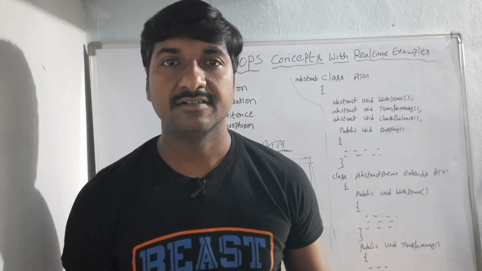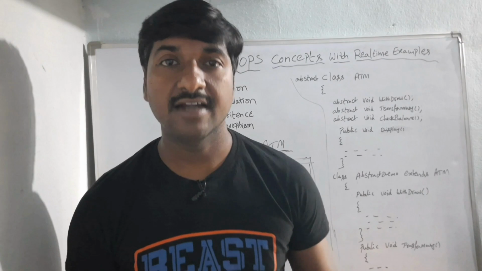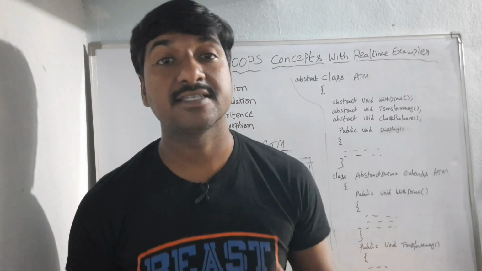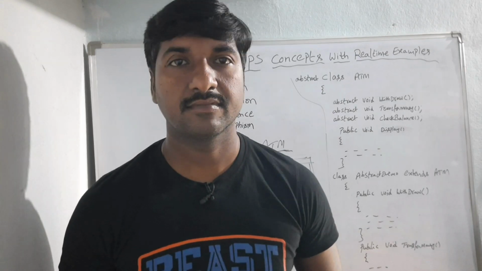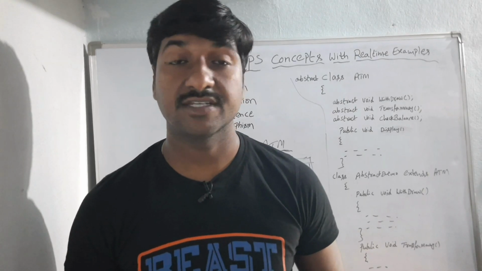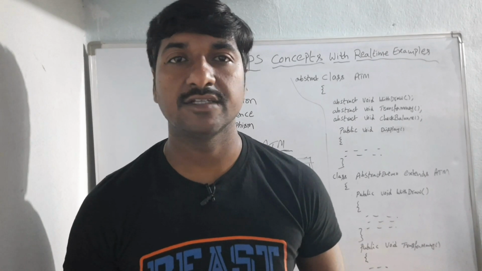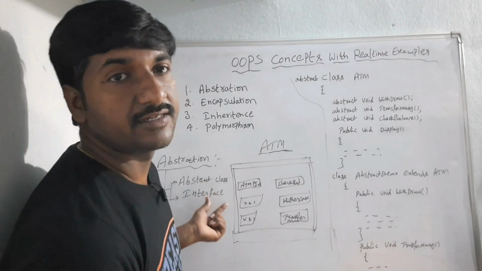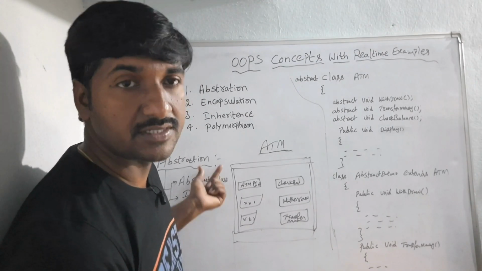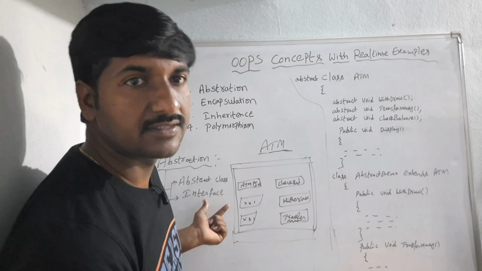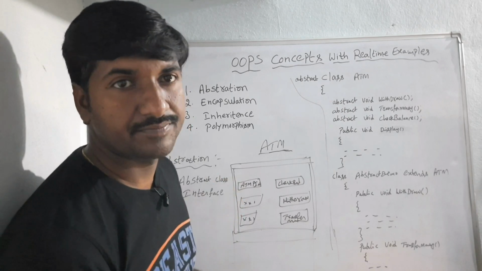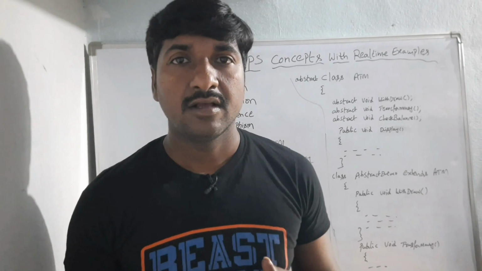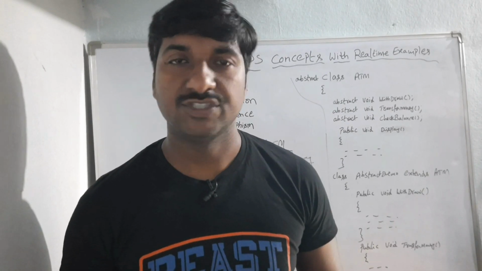Abstraction is a technique which hides the unnecessary data from the user and only exposes the necessary data to the user. Then how can we achieve abstraction in Java? There are two ways to achieve abstraction: by using abstract classes and interfaces. Let me take one real-time example, then you can understand how abstraction works in Java.